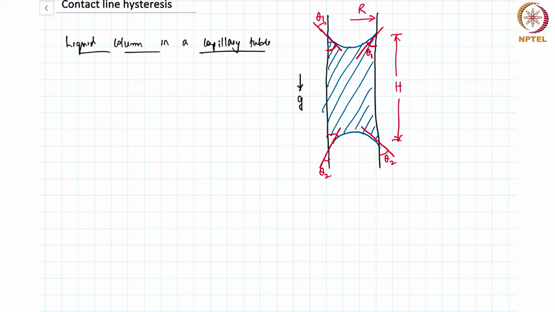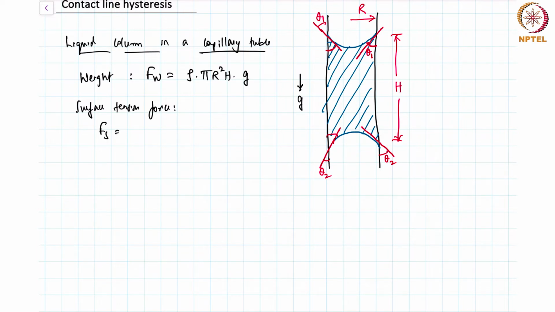Now, if you ask what the force balances are on this problem, they are as follows. You have the weight of the plug, we'll call it Fw, and this would be the density times the volume, pi r square times h, multiplied by g. That's the weight. And the surface tension force, Fs. There are two components to the surface tension force.